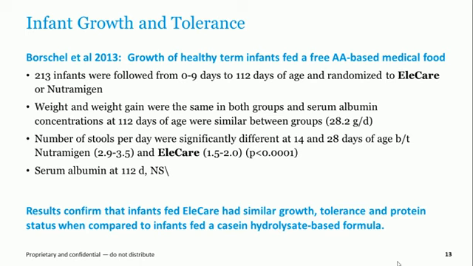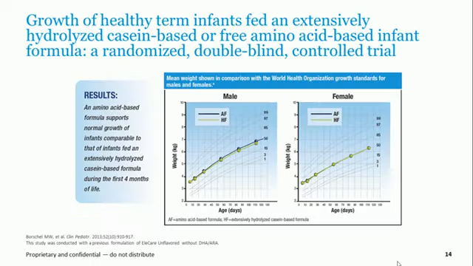We looked at albumin, and we looked at the number of stools that these children have to make sure that they have normal growth. So the growth, we had to compare to an extensively hydrolyzed formula, because at that time there wasn't another amino acid based formula on the market. You compare to another formula that's similar to make sure that you have adequate growth.